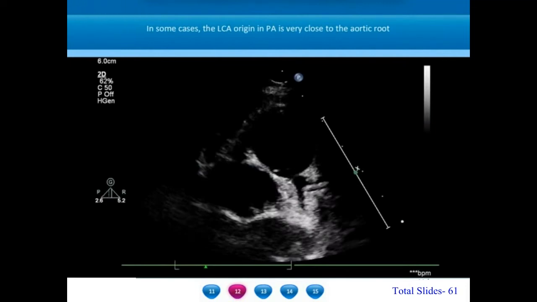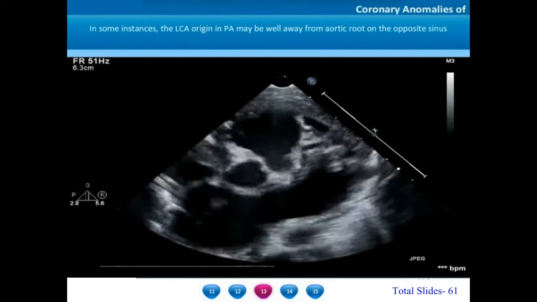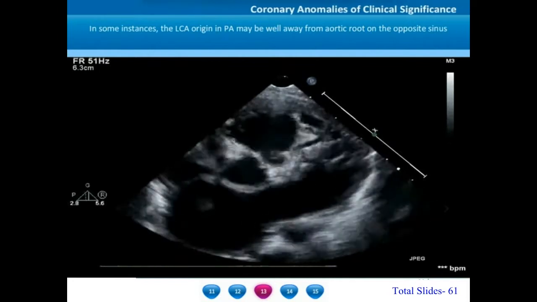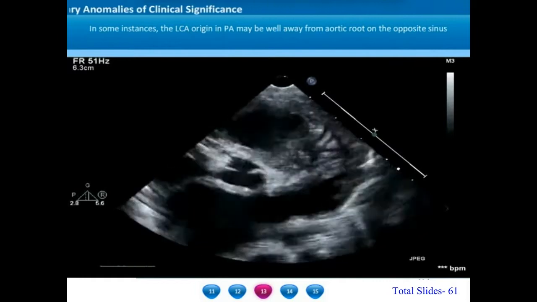In some cases, the left coronary artery origin in the pulmonary artery can be very close to the aortic root. If this is the situation, translocation of this coronary artery origin back into the aortic root is going to be technically very simple, because the distance between the LCA origin and the aortic root is very small. However, this is not the situation in all hearts. In some situations, the left coronary artery may even arise well away from the aortic root, in the opposite sinus.